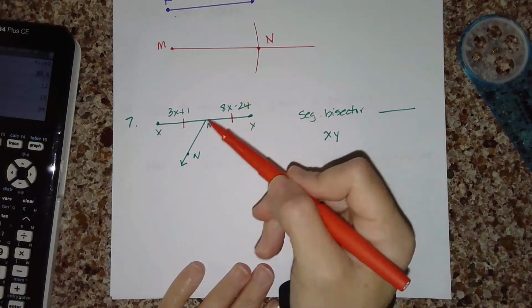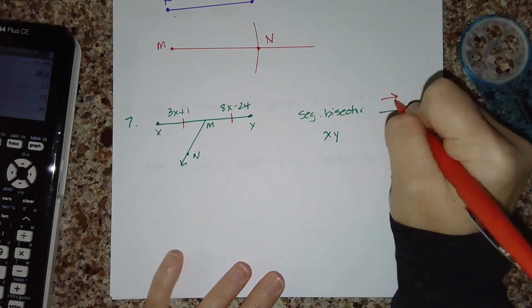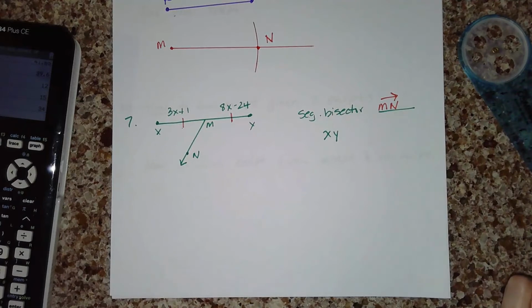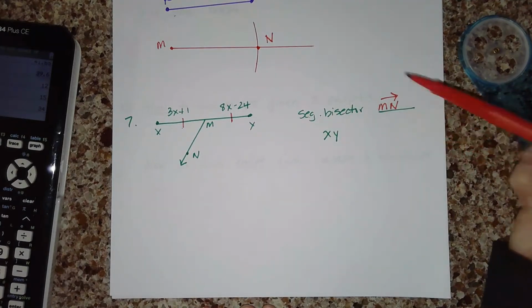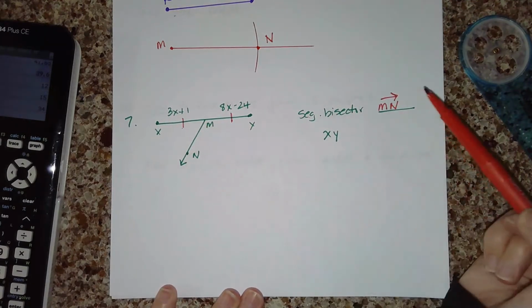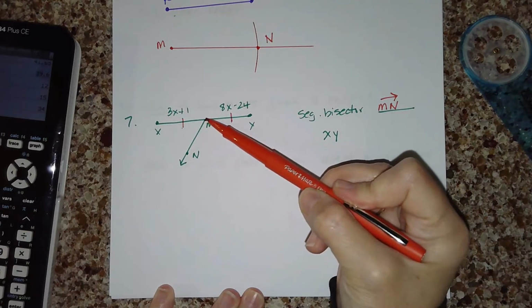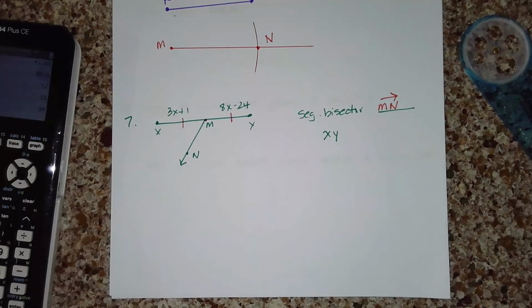Well, what is this thing? Well, it's a ray with an endpoint of M passing through N. So it has to be this. So it's a ray, not a line segment. It's a ray, starts with an endpoint of M and goes through N.